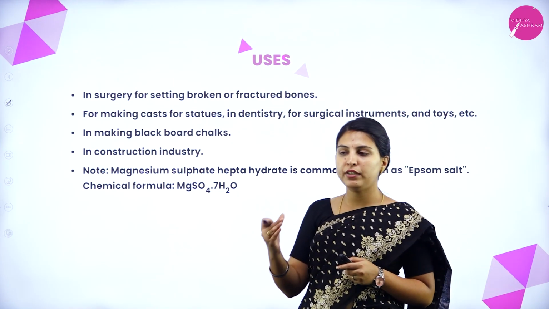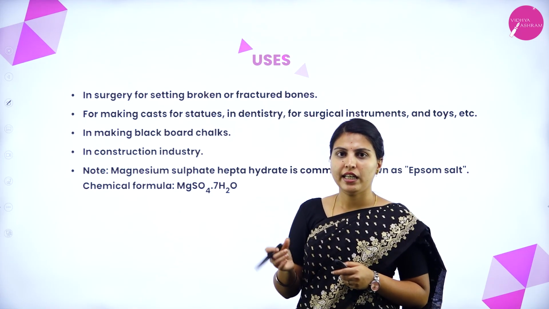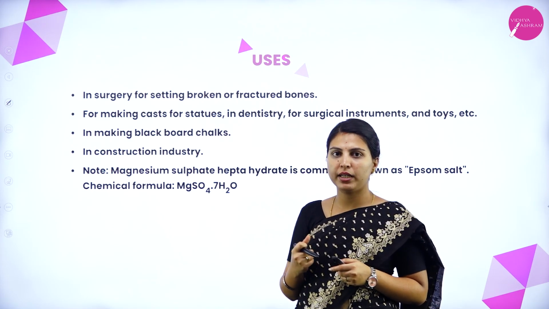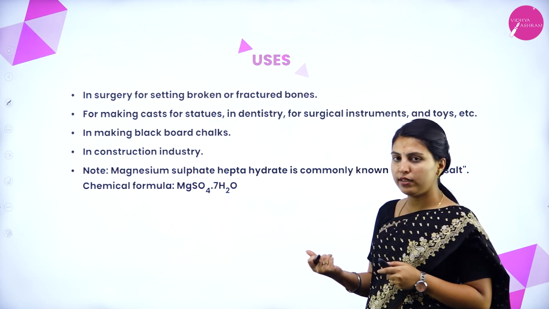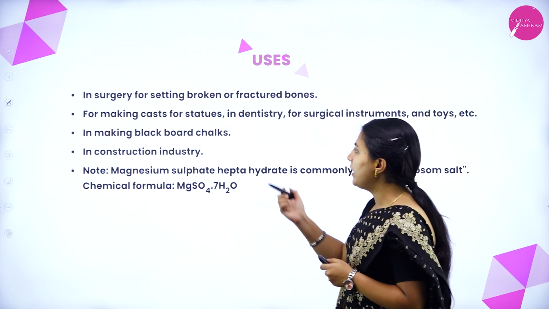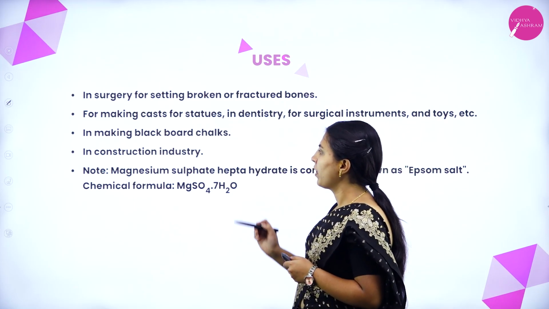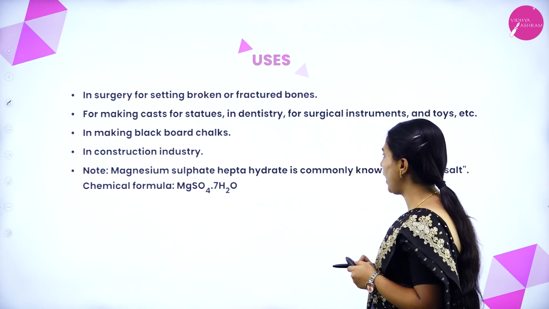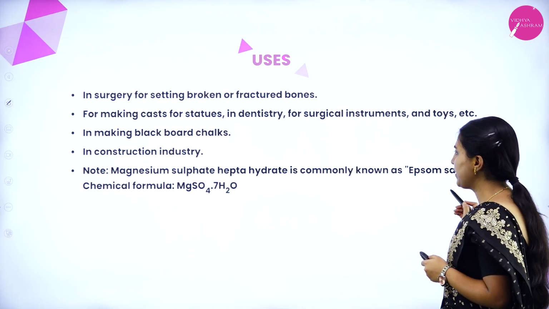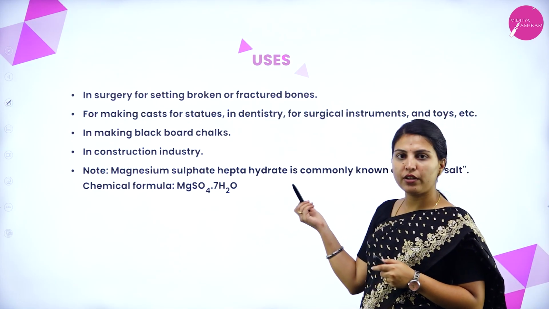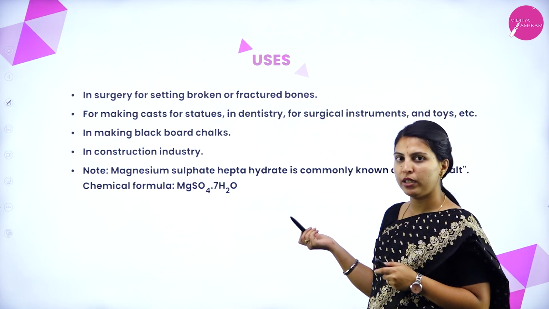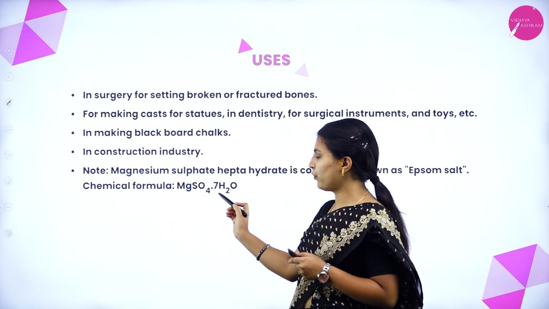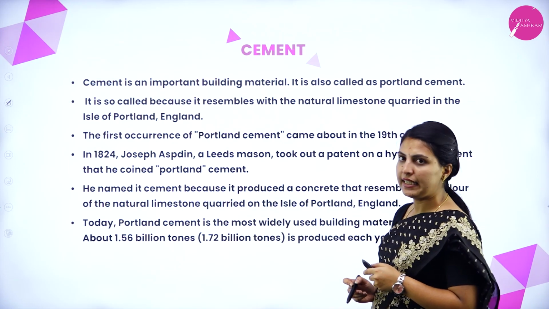If you have been to a dentist clinic, they will show a teeth structure set, which is also made by POP, along with toys and many statues like that. It is also used in making blackboard chalks and in the construction industry. And note, magnesium sulfate heptahydrate is commonly known as Epsom salt. Whatever we are using from calcium, that is gypsum. If it is magnesium, that is Epsom salt. Chemical formula: MgSO4 heptahydrate.